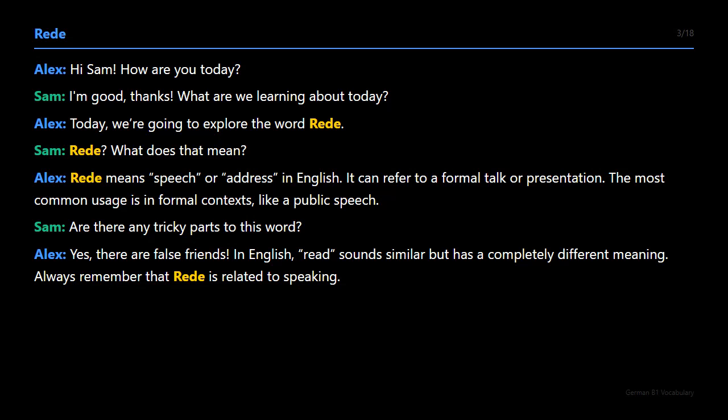Are there any tricky parts to this word? Yes, there are false friends. In English, red sounds similar but has a completely different meaning. Always remember that. Rede is related to speaking.